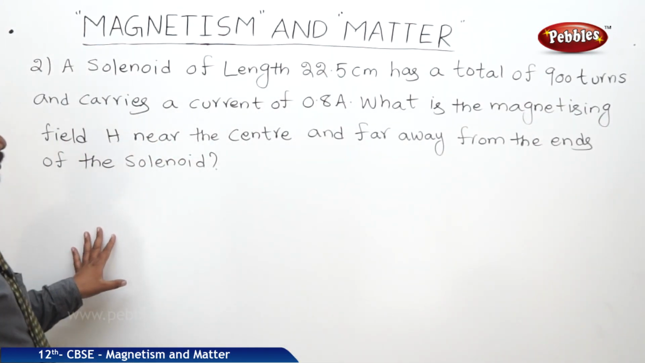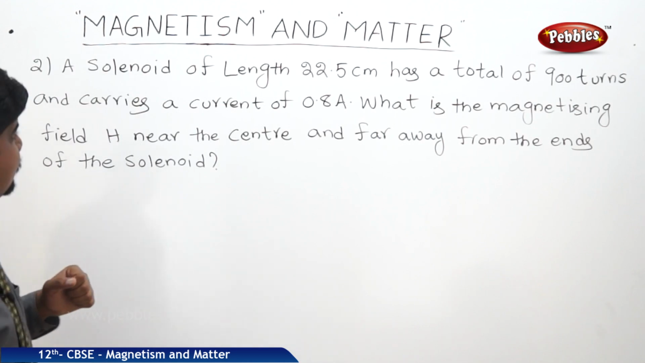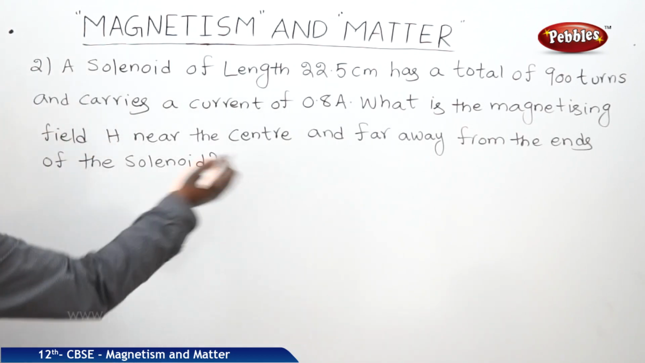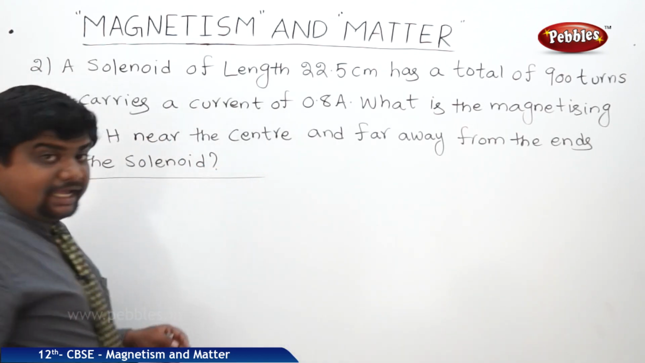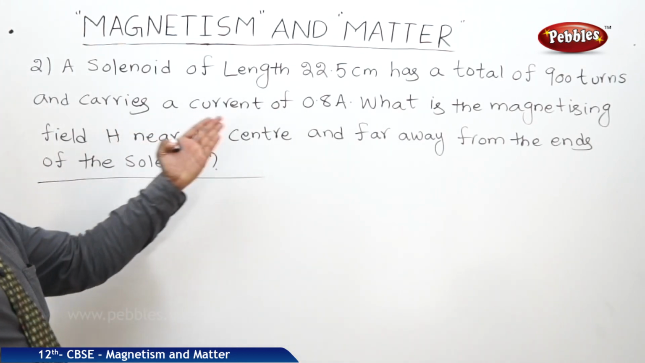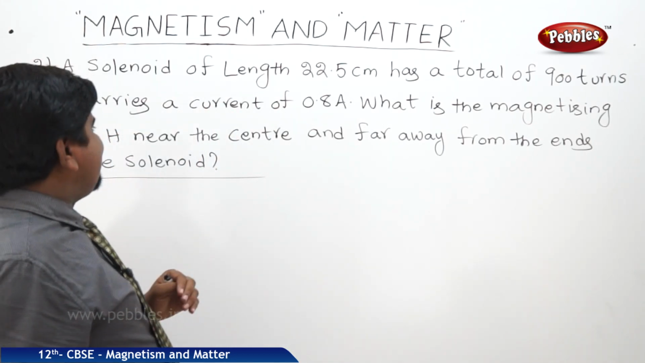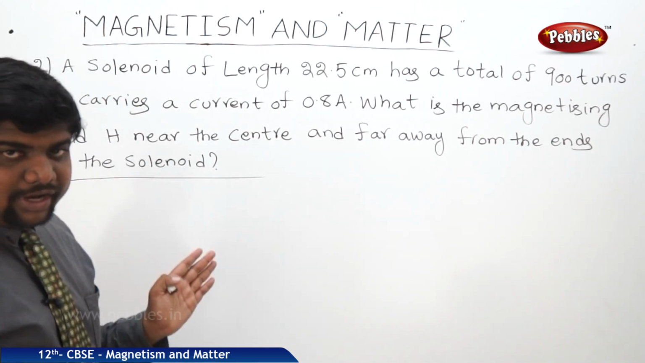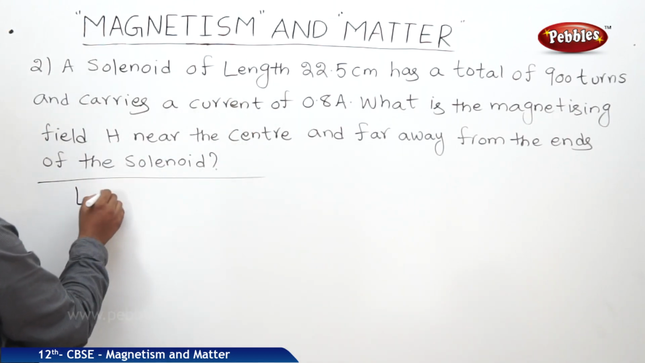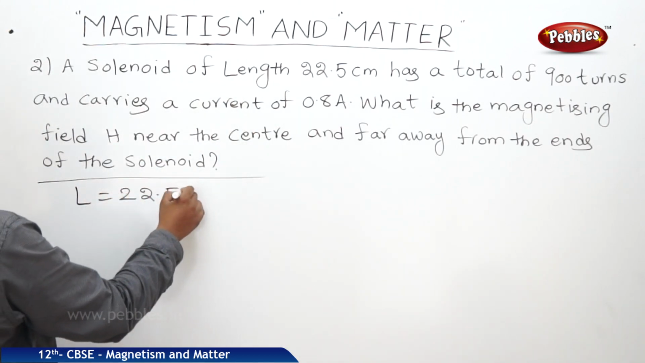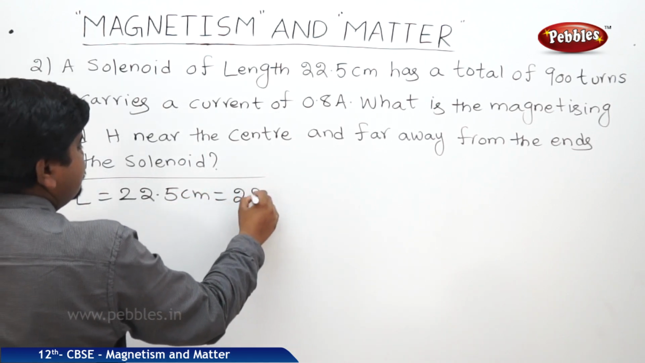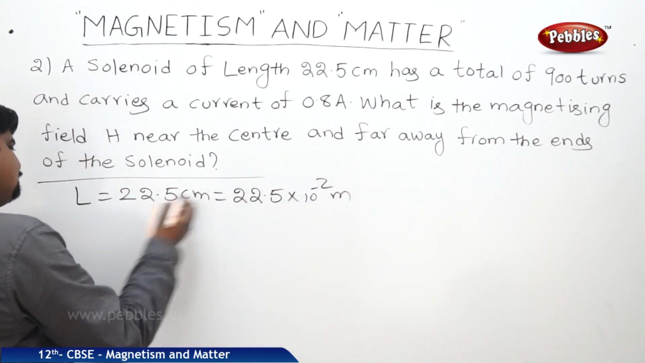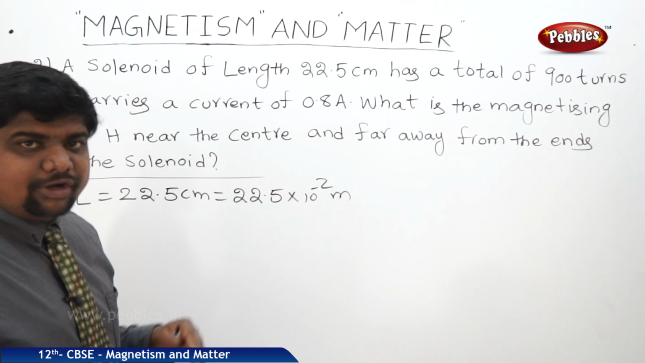This is the problem which gives the information about the solenoid. So the content is, the solenoid of length 22.5 centimeters has a total of 900 turns and carries a current of 0.8 amperes. What is the magnetizing field H near the center and far away from the ends of the solenoid? So length of the solenoid is 22.5 centimeter. So we can write 22.5 into 10 to the power of minus 2 meters. In other words, we can write this as 45 by 2 into 10 to the power of minus 2 meters also.